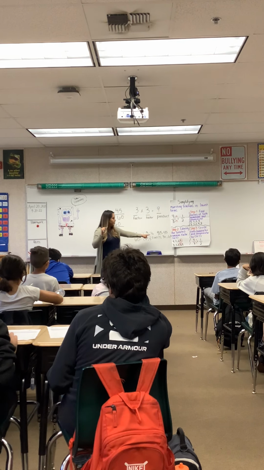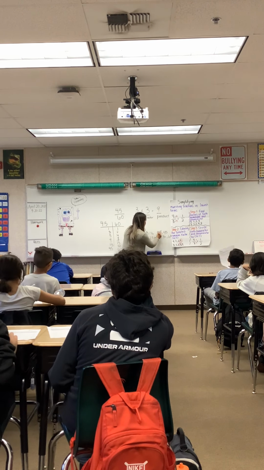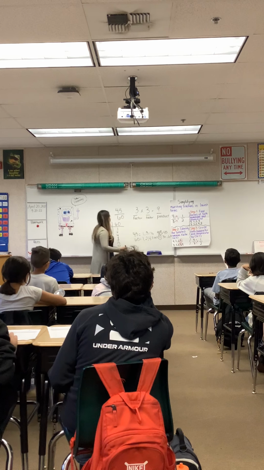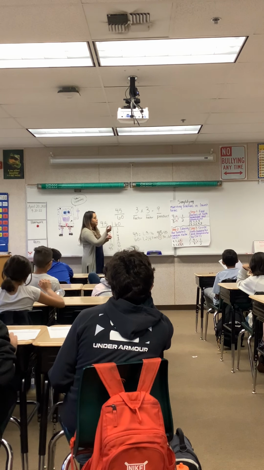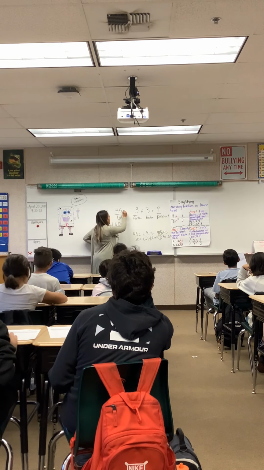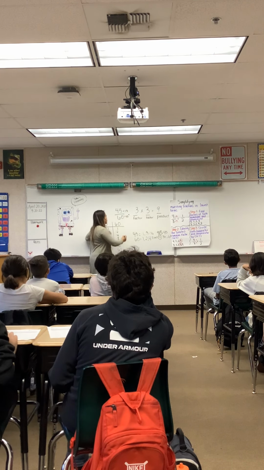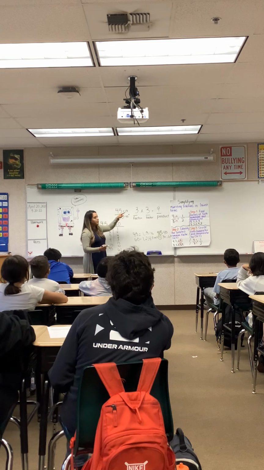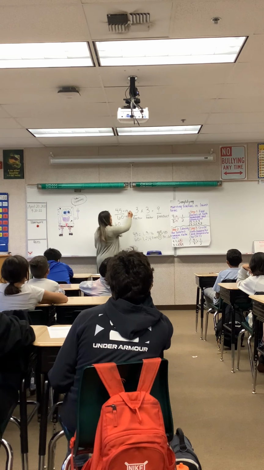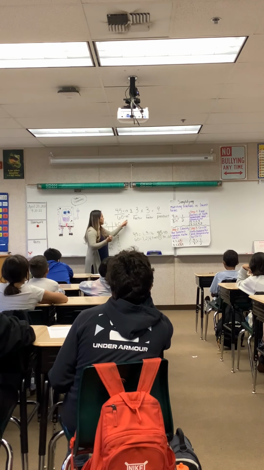15. Yeah. So 15 is the greatest common factor, which means I could divide both top and bottom by 15. And my answer would be 45 divided by 15 is 3. And 60 divided by 15 is 4.